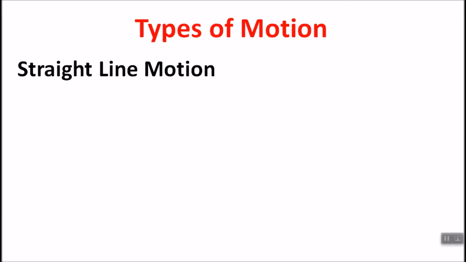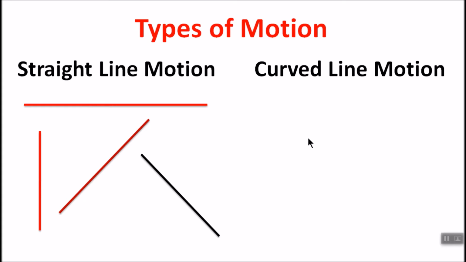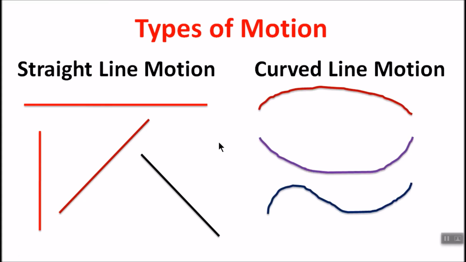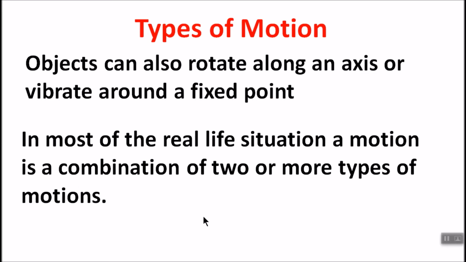And again, there can be different kinds of motion, like straight line motion. When some object moves in a straight line, it can be a horizontal straight line or a vertical or an inclined line, but it is a straight line motion. Another type of motion is curved line motion, where the objects can move in different curves, and the objects can also rotate along an axis or vibrate around a fixed point without changing their position with respect to some observer. In most real life situations, motion is a combination of two or more types of motion. Some object can be moving in a straight line, while after some time it may take a curve, or it may be rotating and moving, or vibrating and moving, or rotating and vibrating. So these are the different cases in real life scenarios.